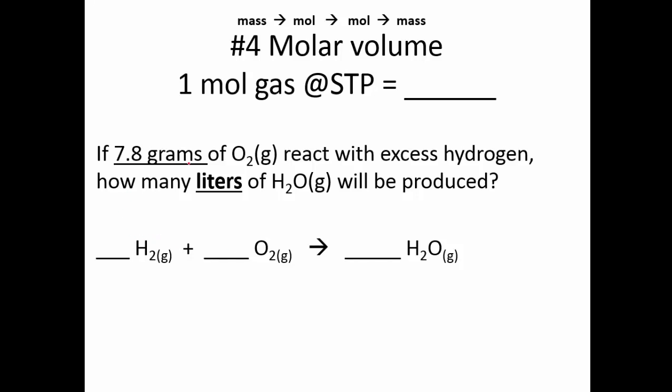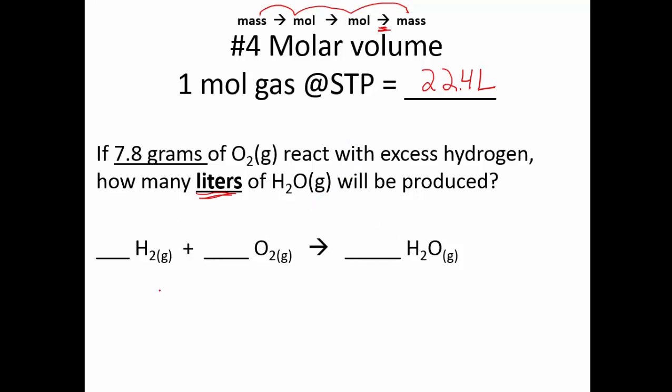If 7.85 or 7.8 grams of oxygen react with excess hydrogen, how many liters of H2O will be produced? Now, a couple of things here. Instead of being mass, mole, mass, we want to end in liters, which is going to be a volume. 1 mole of any gas at standard temperature and pressure equals 22.4 liters. So that's going to be a conversion that we're going to need at the end, not at the beginning.